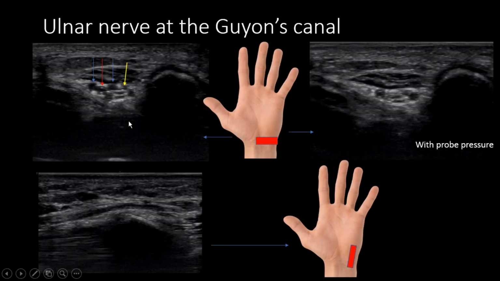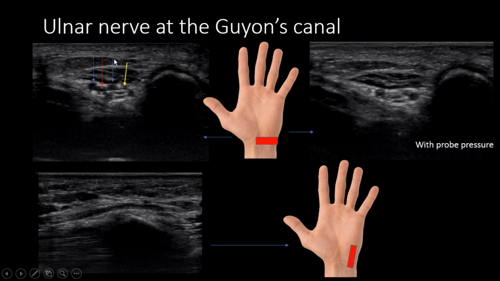So here again, we are looking at the ulnar nerve at the Guyon's canal, and you can see that's the nerve, and you can measure the whole thing, maybe not include this. But here in this wrist, the red arrow is pointing at the artery, the blue arrows are pointing at the veins. So these are blood vessels, all three of them, and this whole structure here is the nerve.